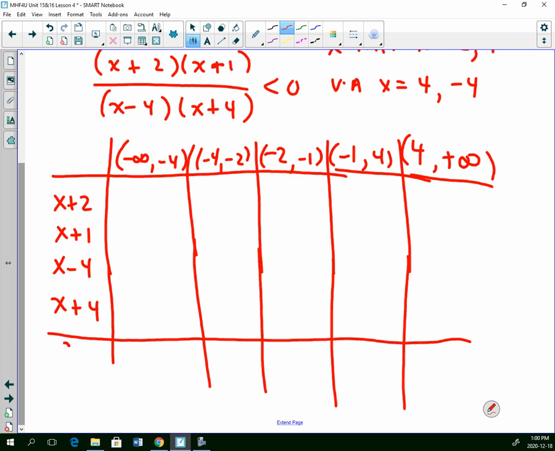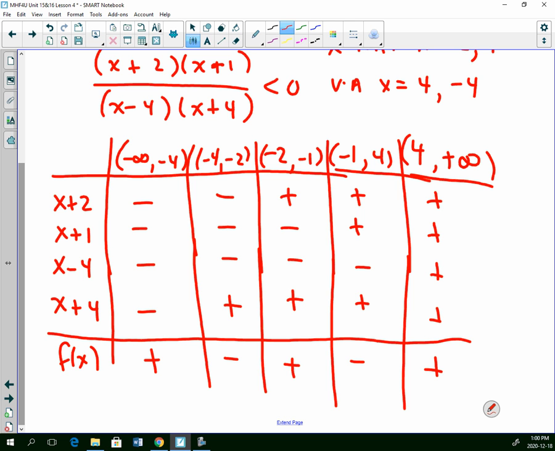The result. So less than negative 4, I'll pick negative 5. Negative, negative, negative, negative. Results in a positive. Between negative 4 and negative 2, I'll pick negative 3. Negative, negative, negative, positive. So that's negative. I'll pick negative 1.5, positive, negative, negative, positive. So positive. And I'll pick, I don't know, 0. And the last one.